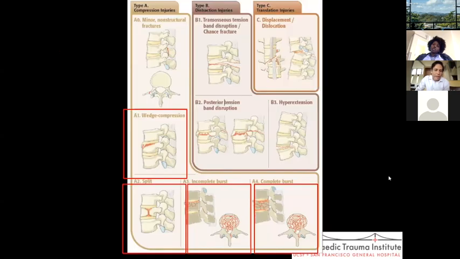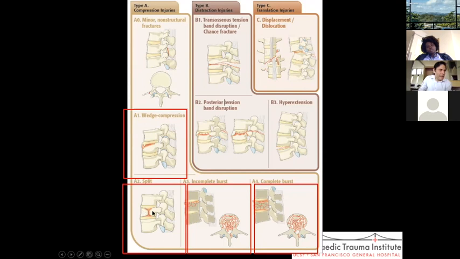And yeah, these really take up the bulk of this classification slide. The A1s and the A2s are our compression fractures. Can you guys see the cursor here or no? Okay. So the A1s and the A2s are our compression fractures. The only difference is the A1s involve one end plate, the A2s involve two end plates.